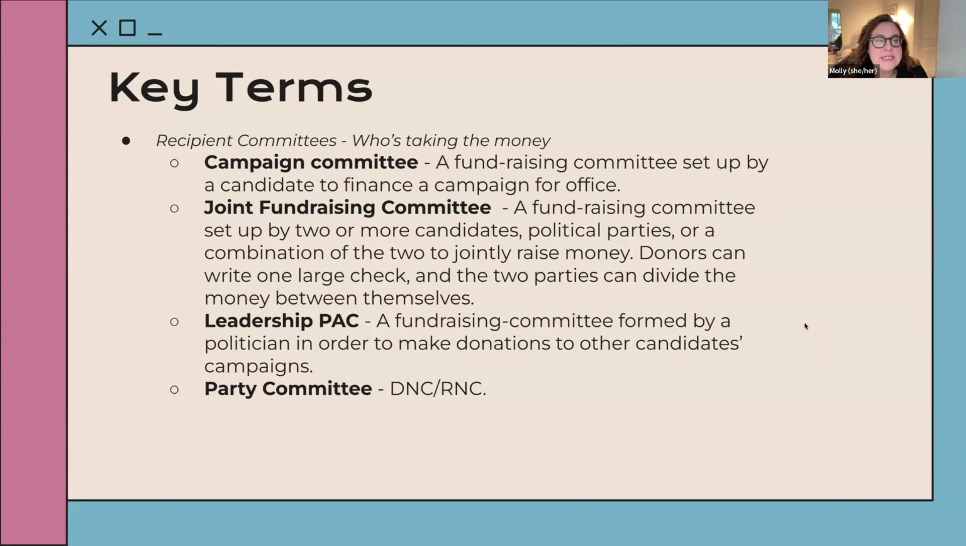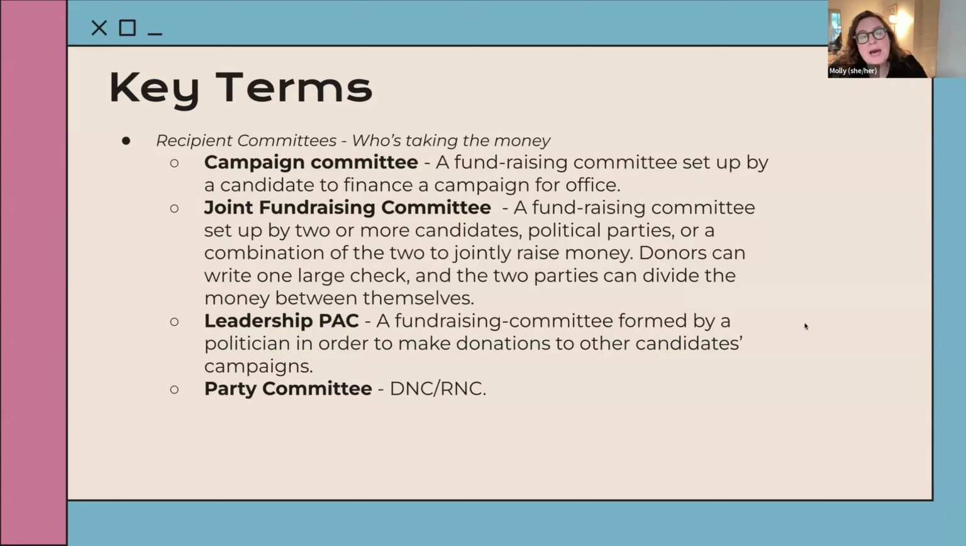That's a fundraising committee set up by two or more candidates or political parties, or a combination of the two, to jointly raise money. What that means is that a donor can write one big check, it goes to the joint fundraising committee, and then whoever is in charge of the joint fundraising committee can decide how to divide the money between themselves, often making it so that every entity that's part of that committee can max out the total number that they're allowed to take.